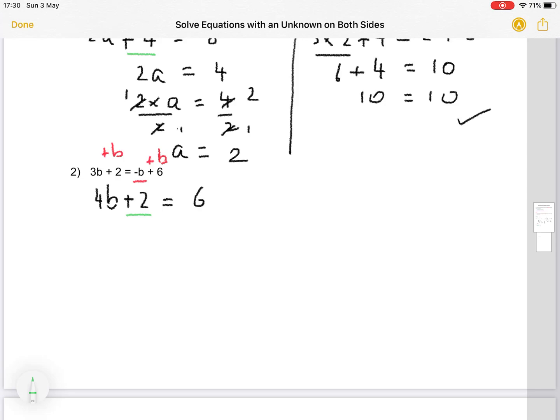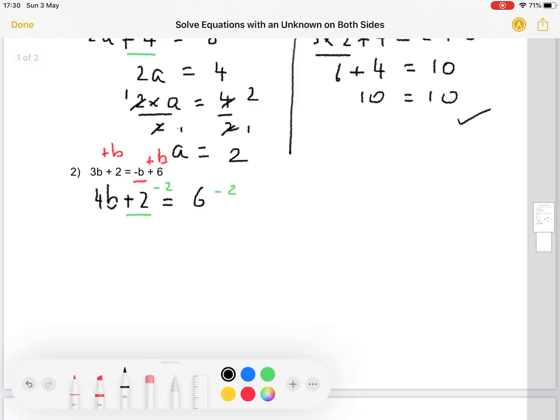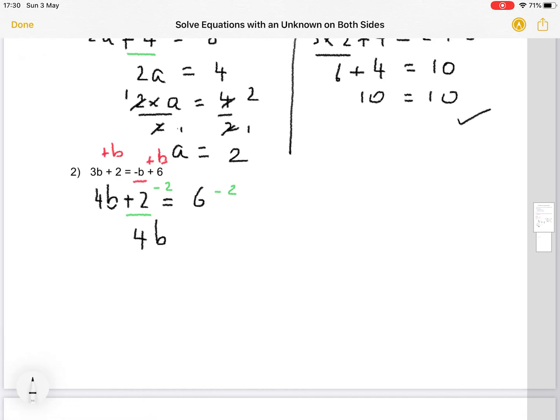So we must remove the positive 2. The opposite of positive 2 or plus 2 is minus 2 from both sides. If we work that out, we end up with 4b is equal to 6 minus 2, it is equal to 4. Now 4b means 4 times b. The opposite of times 4 is division by 4 on the left and division by 4 on the right.